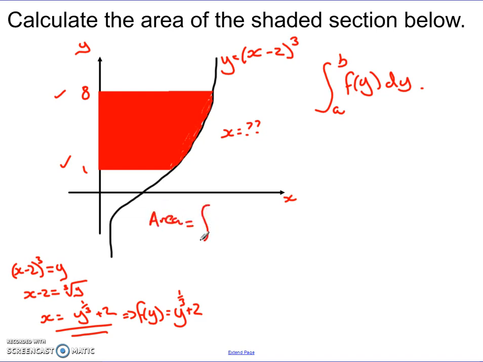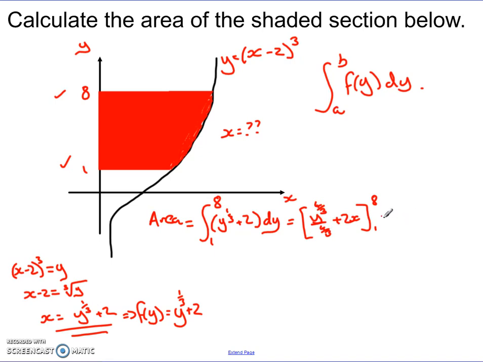So I know the area in this case is going to be the integral from 1 to 8 of this function here, so y to the power of 1/3 plus 2, this time with respect to y, dy. So I've got to calculate all of this and then work it through. So integrate these parts, so y to the 1/3, we add 1 to it, so we add 3 over 3 to that, and we get y to the power of 4/3, and then we divide it by the new power, which is 4/3, plus 2 times x, and it's between 1 and 8.